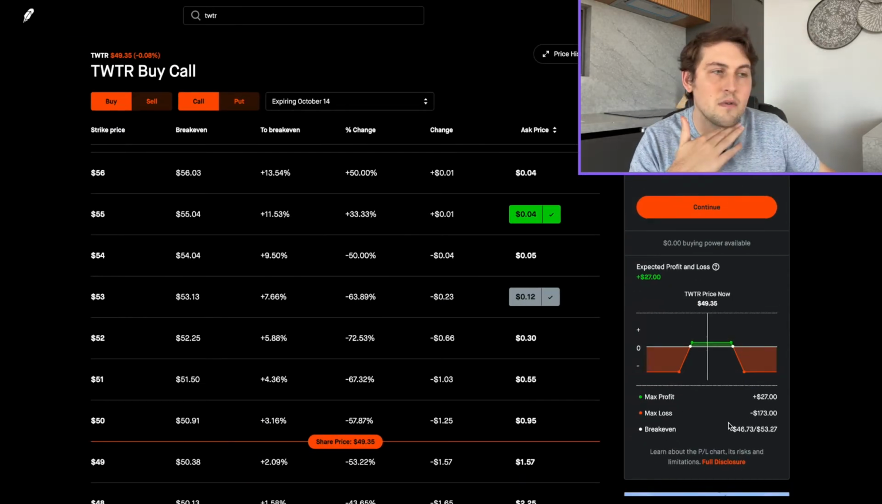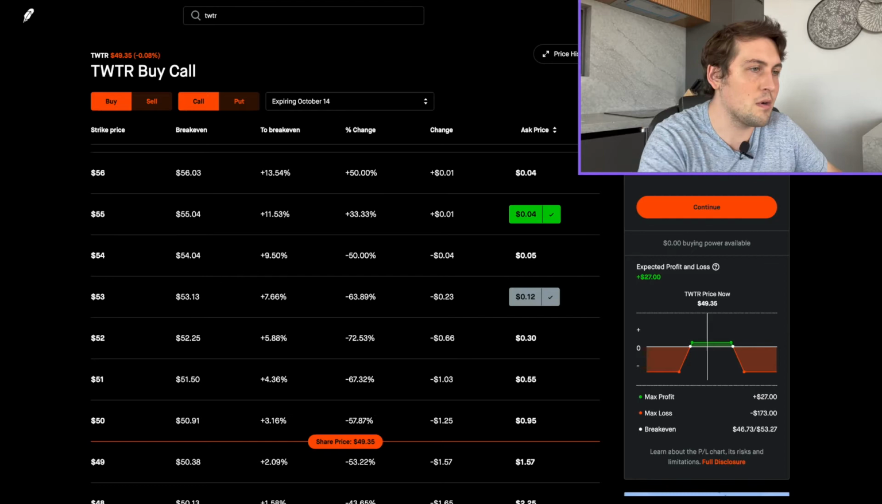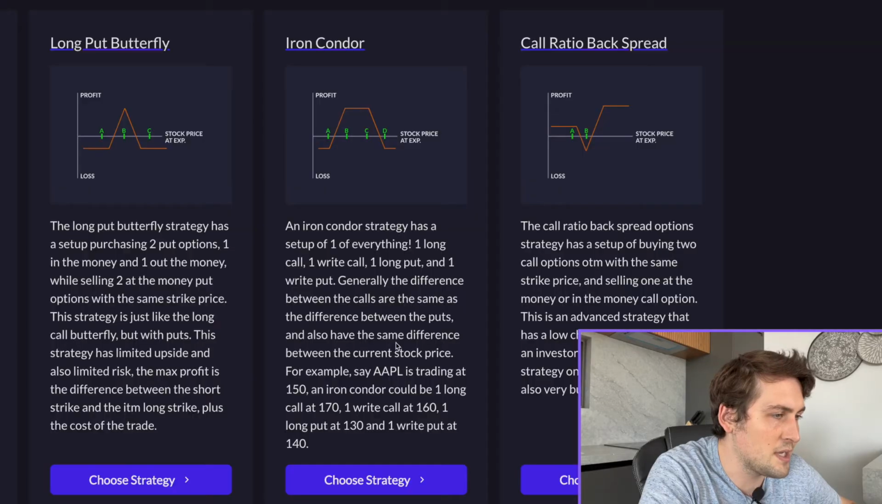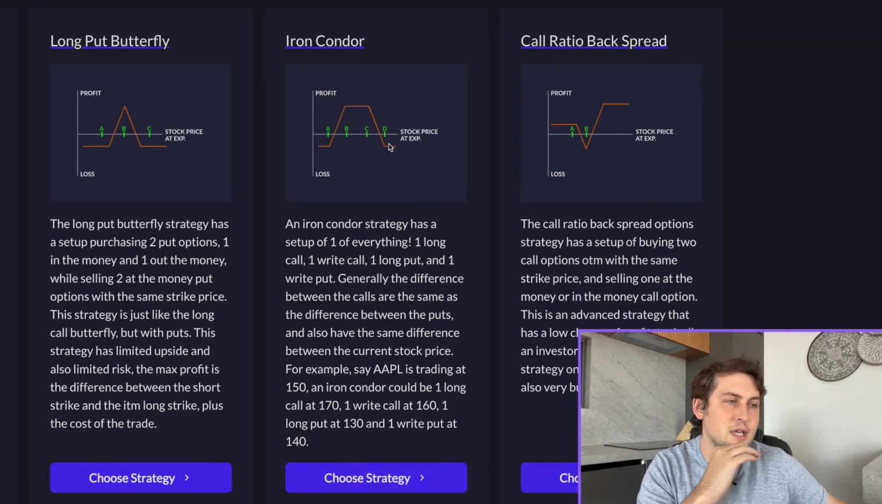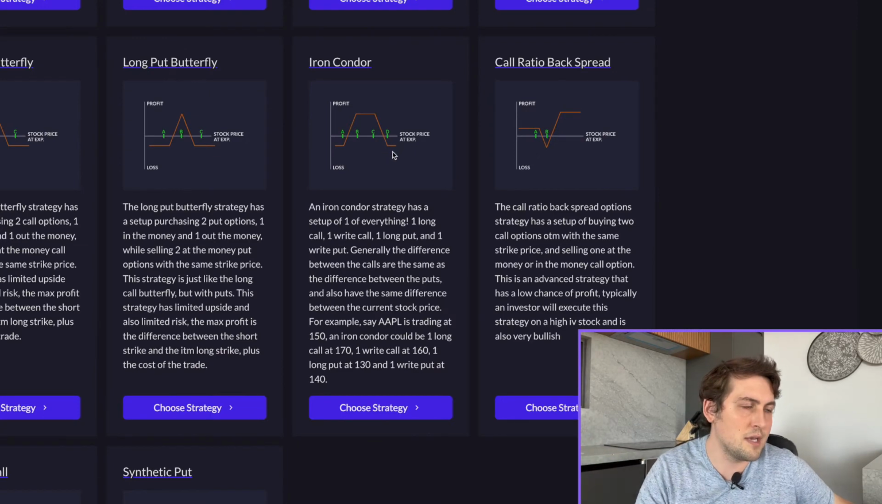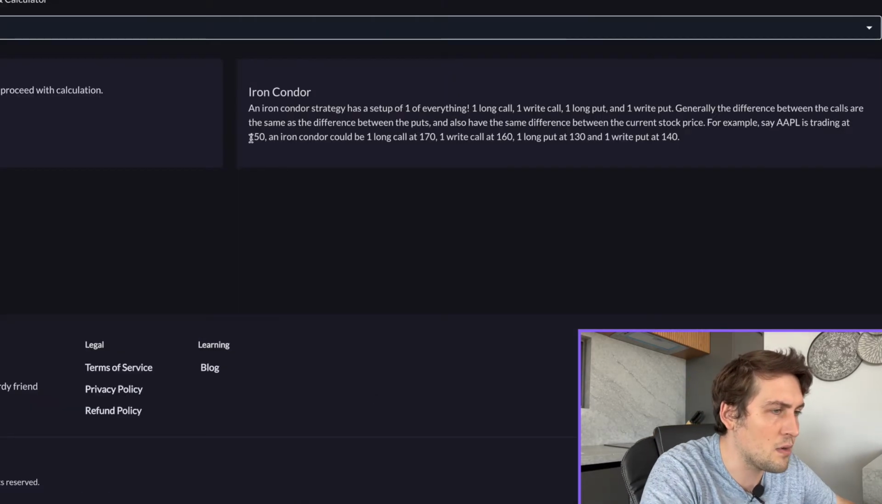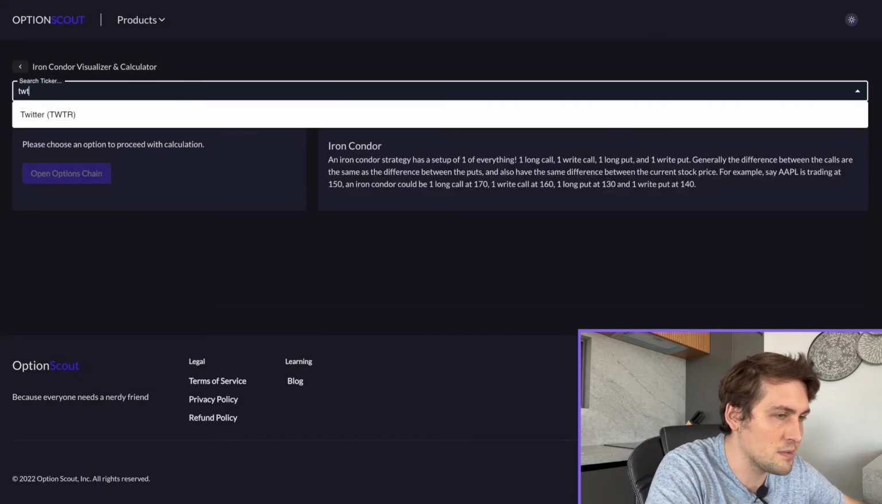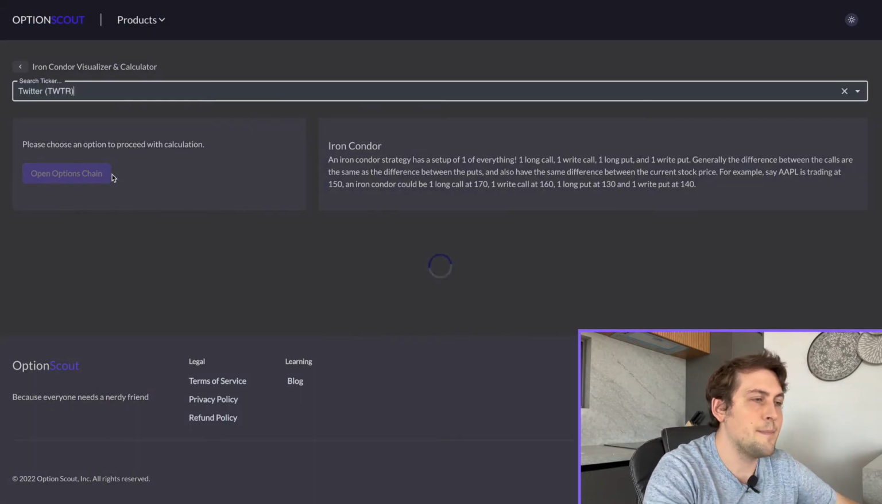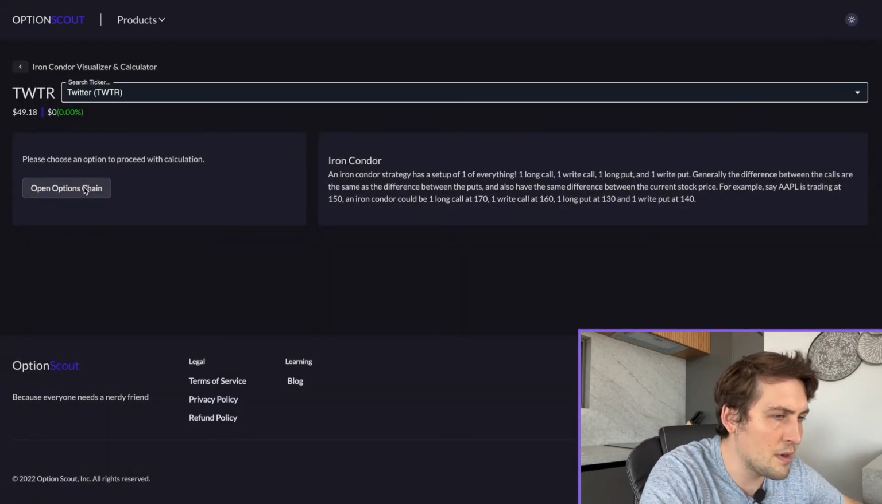So that's the setup of an iron condor. Now let's do the same thing inside OptionScout real quick. When you go to OptionScout, you can see little charts and visualize everything for any type of strategy. We have over 30 right now, but we're adding about 20 more strategies this week. So click on Iron Condor, and let's set this up real quick. Let's go to Twitter and open an options chain.